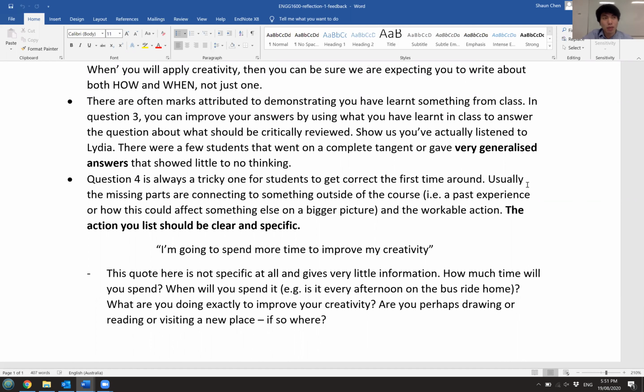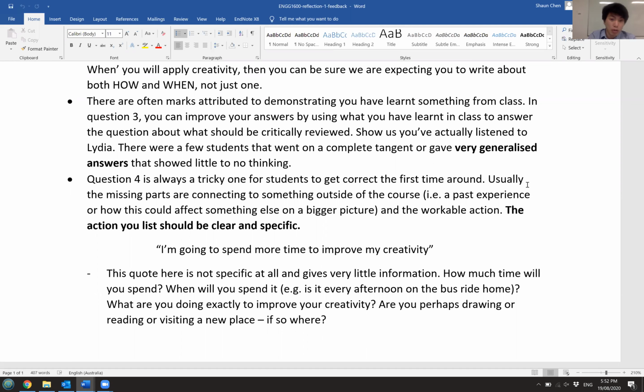And the two ones that people generally miss is the connecting to something that's outside the course. So perhaps you can connect what you learned today to a past event that happened in your childhood, or perhaps in your high school, primary school, where you might have needed to use some creativity, for example, or something that might happen to you in the upcoming future. You know, you can talk about things like that. And again, try and be as specific as possible.